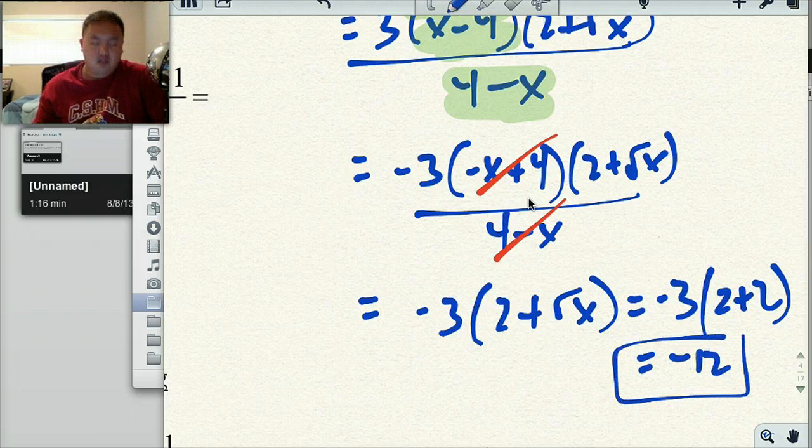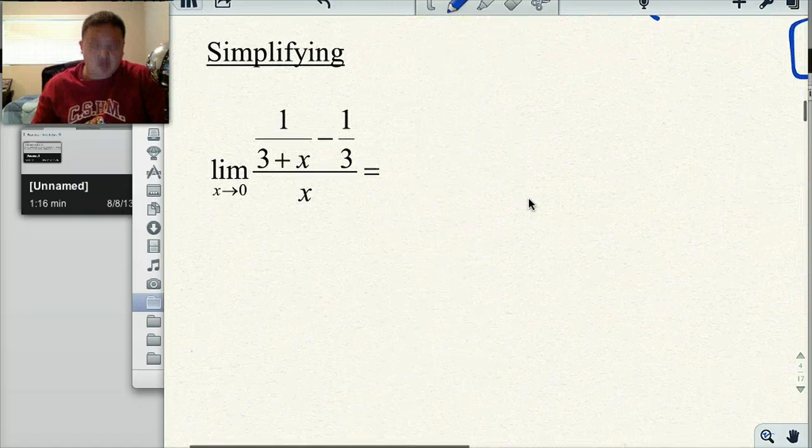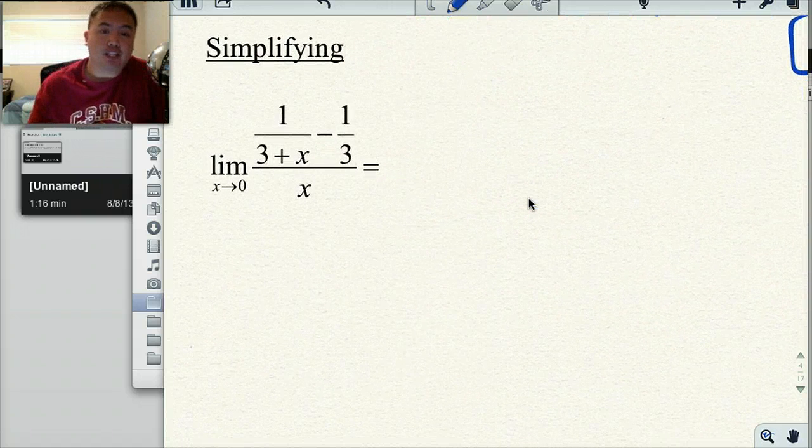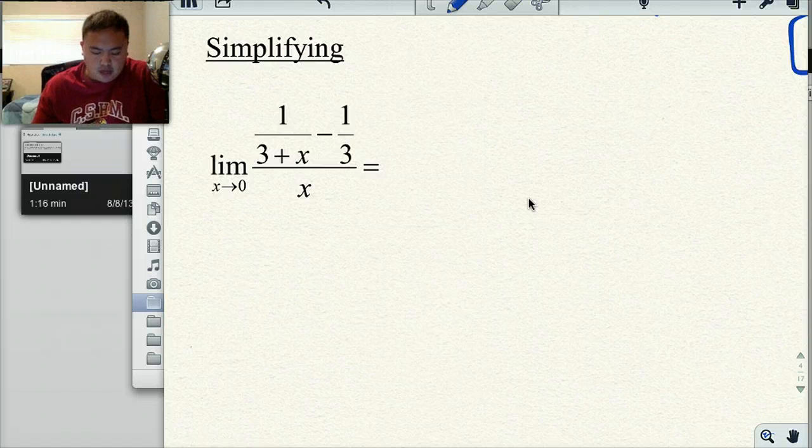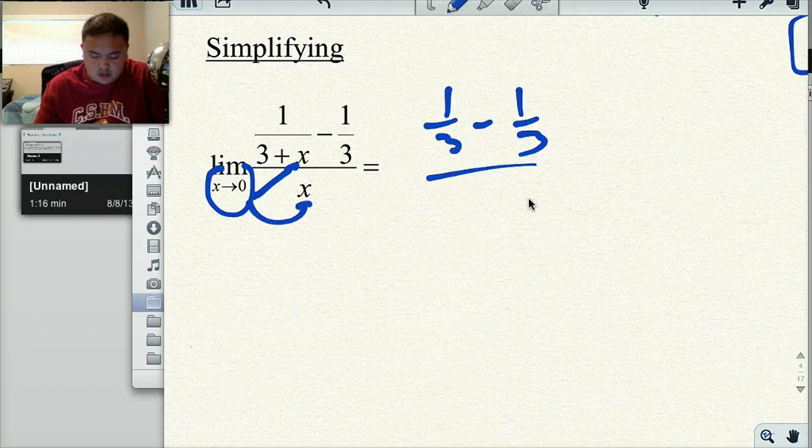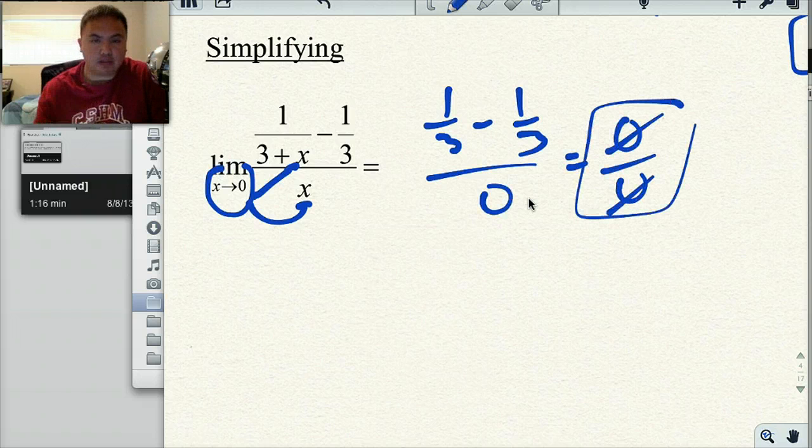Like so. The third and final piece is when you have fractions within a fraction. Let me show you what happens. I have x goes to 0. I'll plug in 0 here, I'll plug in 0 here. I get 1/3 minus 1/3 over 0, which is 0 over 0. No good. I've got to factor something.